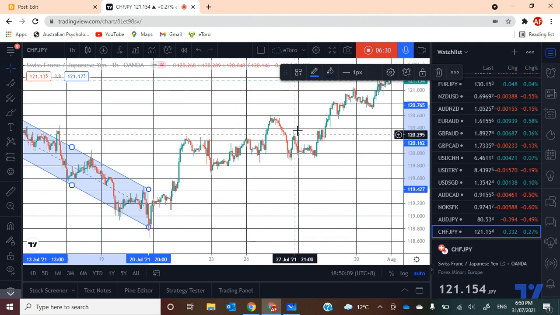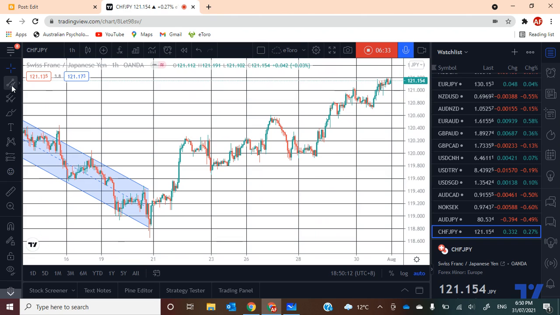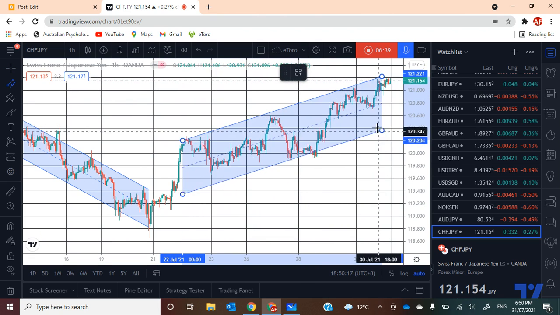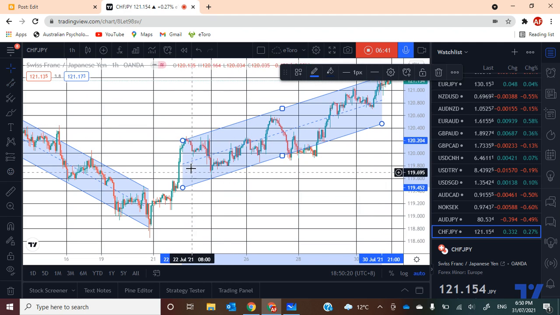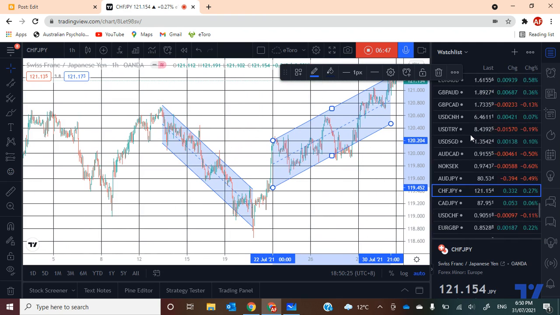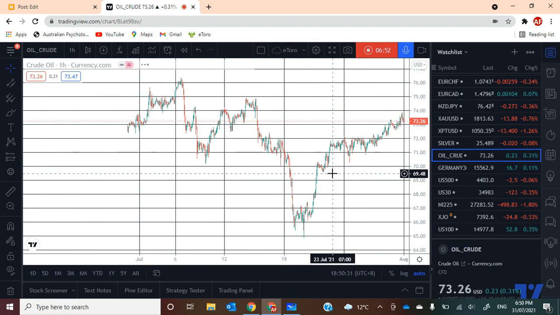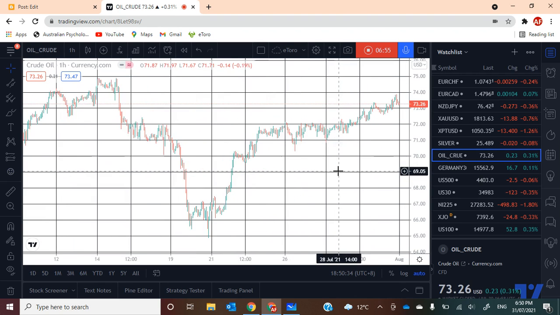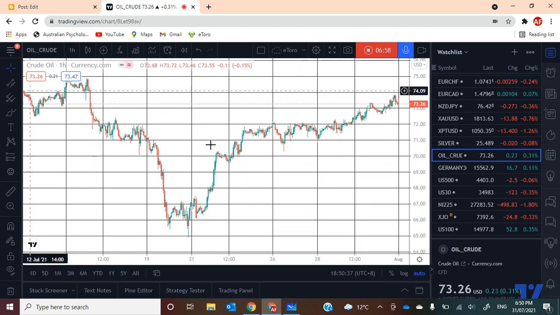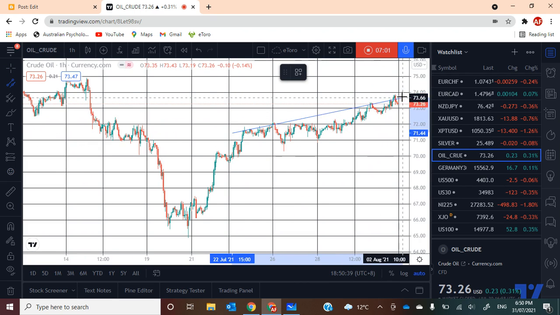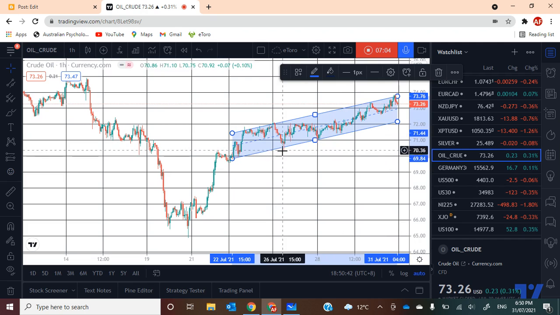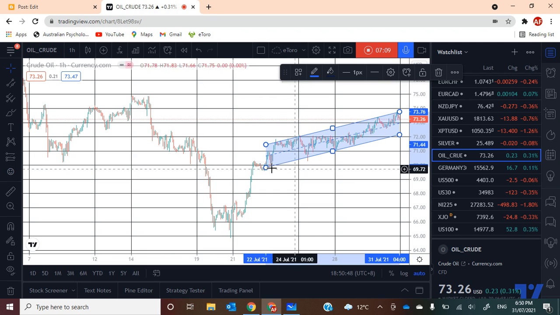Or another one, I can see even here, as you can see, in an uptrend, so we go up here, another up here. Let's have a look at another market, for example something like oil. Okay, you can see oil has also been in a channel, so here you can see it touches the bottom. So these are very good points to enter the market.